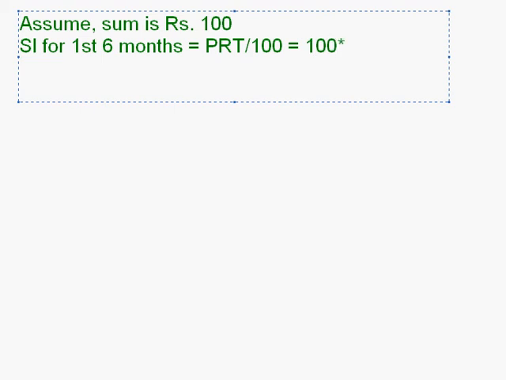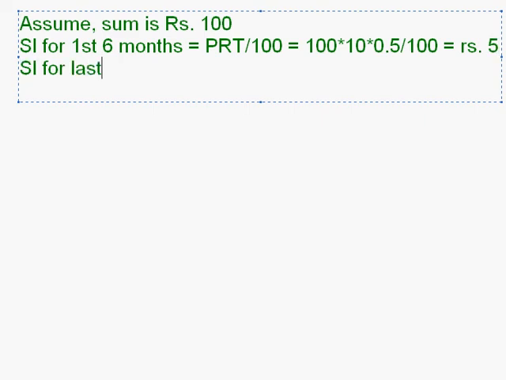the rate of interest, that is given to be 10, and T is 1 upon 2, or you can say 0.5, divided by 100. So it will become what? If you solve it, you will get rupees 5.